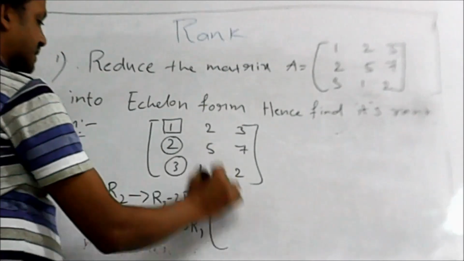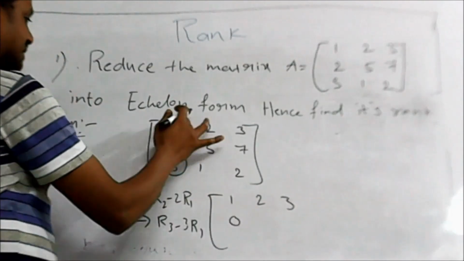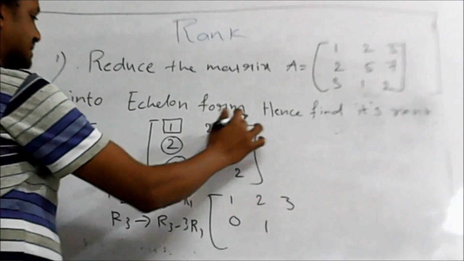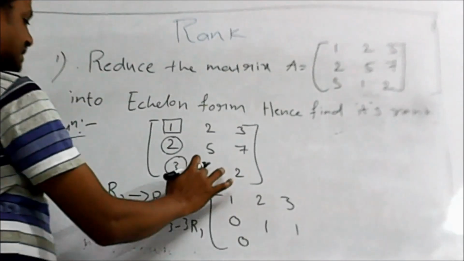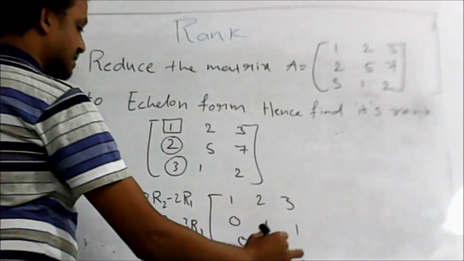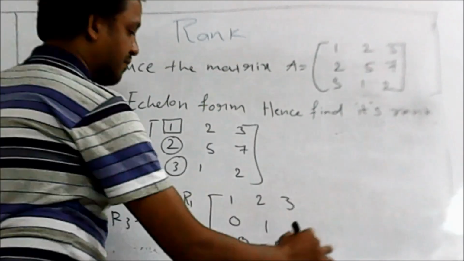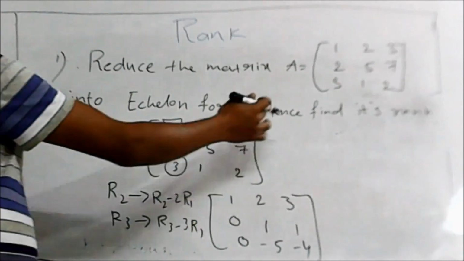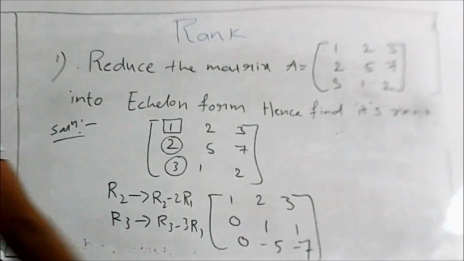After that operation, 1, 2, 3 as it is. The remaining will become 0 for R2 minus 2 times R1. Here 5 minus 4 is 1. Here 7 minus 6, 1. Then R3 minus 3 times R1: here 1 minus 3 is... here 1 minus 6 means minus 5. Here 2 minus 6 means minus 4. Right? Then here 2 minus 9 means minus 7. Okay, minus 5, minus 7.